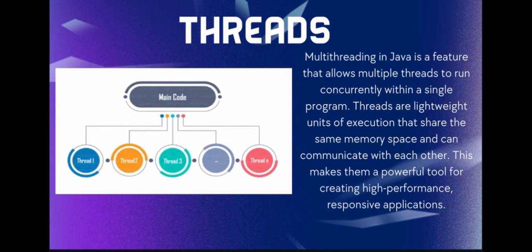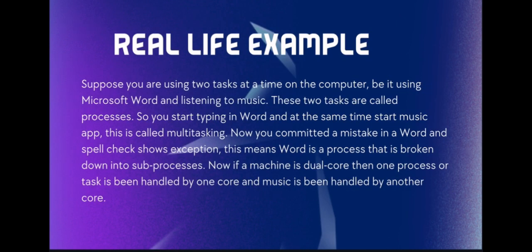We can create not only one thread in Java, we can also have multiple threads in our code. Let's give an example from real life. Suppose we are doing two tasks at a time on the computer, be it using Microsoft Word and listening to music. These two tasks are called processes. So you start typing in Word and at the same time start a music app. This is called multitasking.